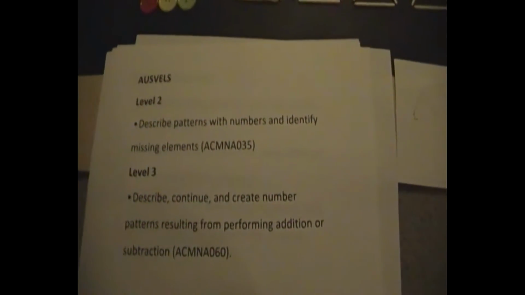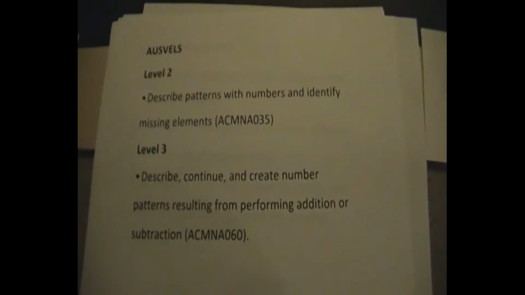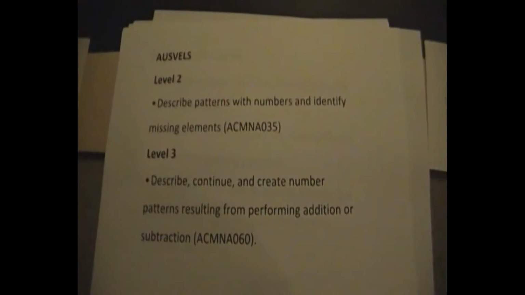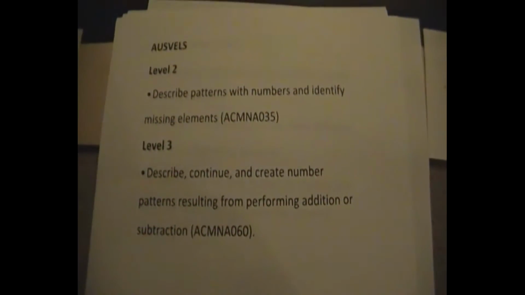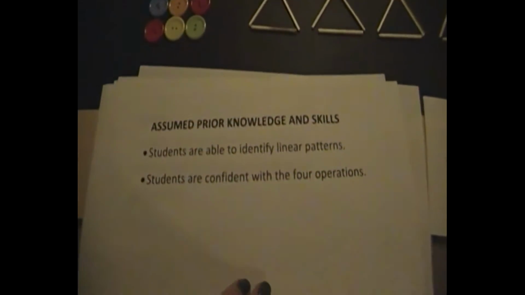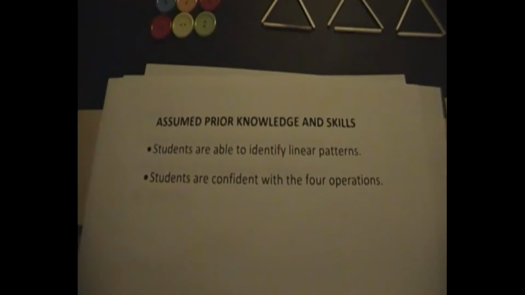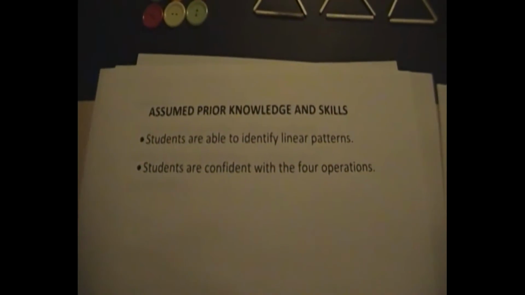AusVALs. Level 2. Describe patterns with numbers and identify missing elements. Level 3. Describe, continue and create number patterns resulting from performing addition or subtraction. Level 4. Explore and describe number patterns resulting from performing multiplication. Assumed prior knowledge and skills. Students are able to identify linear patterns, and students need to be confident with the 4 operations.